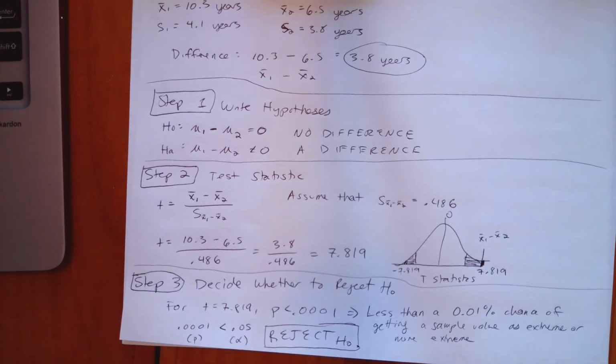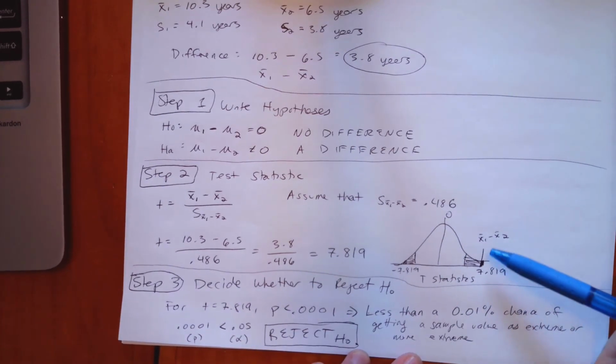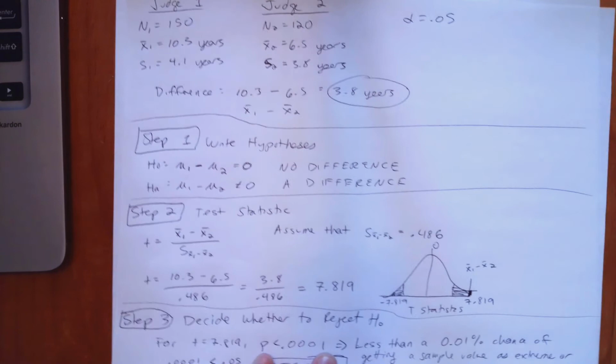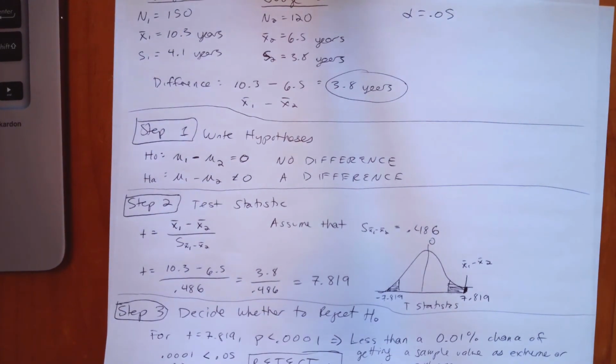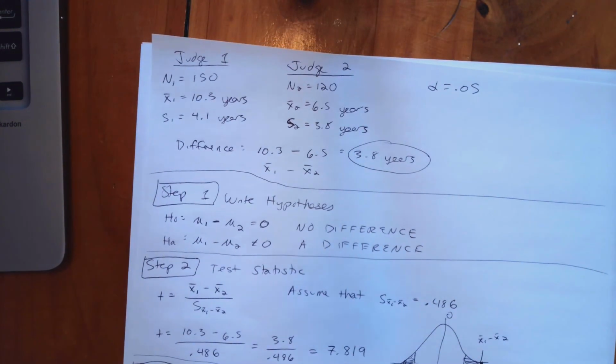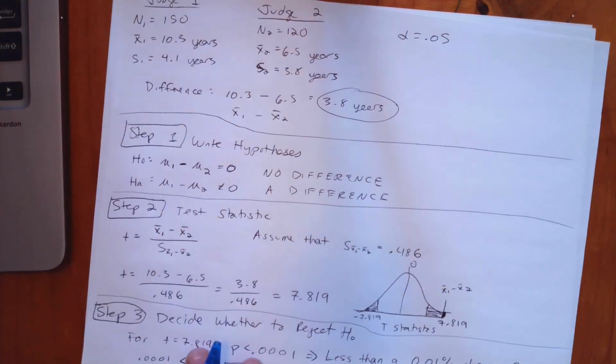And that's it, that's your hypothesis test. So by going through, we have established that this is what our situation is. Our sample difference that we found, so this difference of 3.8 years between Judge 1 and Judge 2, is way too big to have reasonably come from a population where these two judges are actually sentencing people the same on average. And so we have evidence that Judge 1 is giving out more punitive sentences than Judge 2 on average.